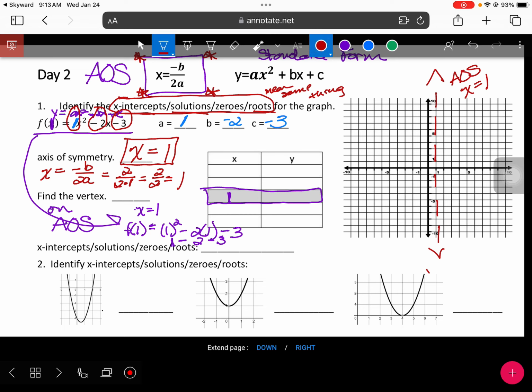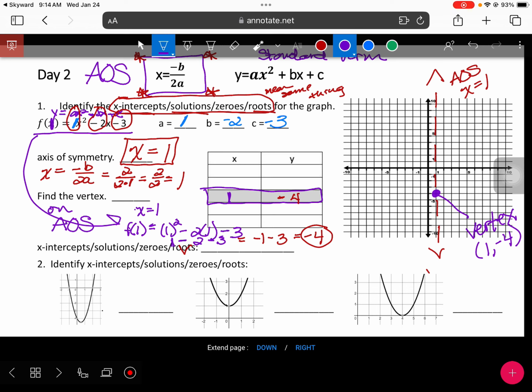So as I do this math from left to right, I have subtraction and addition. Should I do the subtraction first or the addition first? You should do whatever comes first from left to right, correct? So 1 minus 2 is negative 1, and negative 1 minus 3 is negative 4. So that value of negative 4 is the y value. So my vertex is 1, negative 4. Right there. That's my vertex. 1, negative 4.